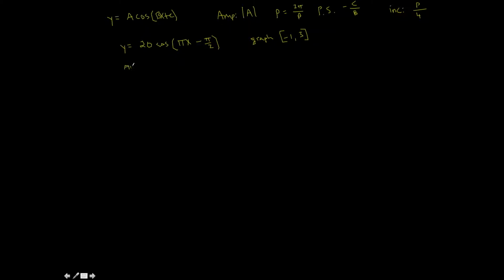Alright, so first things first. Let's find the amplitude. Well, that's easy. The amplitude is the absolute value of 20, which is 20. Okay? Alright, so, since this is in the form of bx plus c, you can't just write period 2 pi over b. Okay, so you've got to remember what you're looking at. It's in bx plus c form.